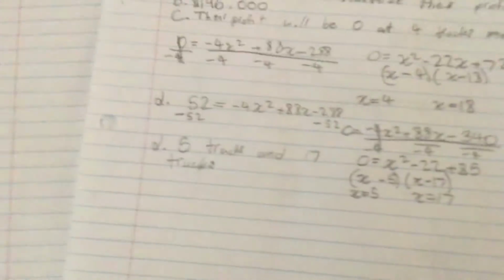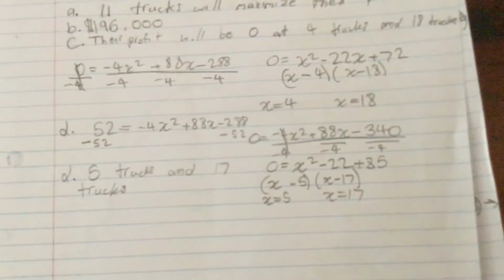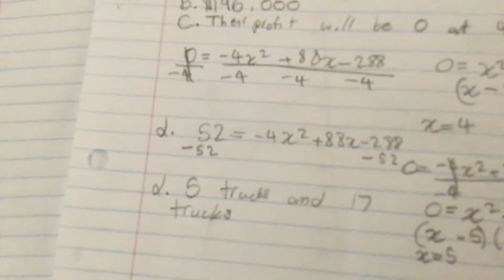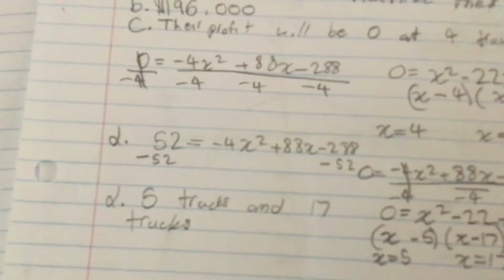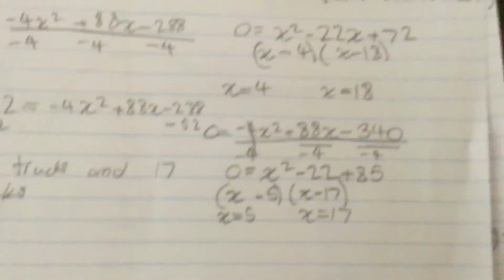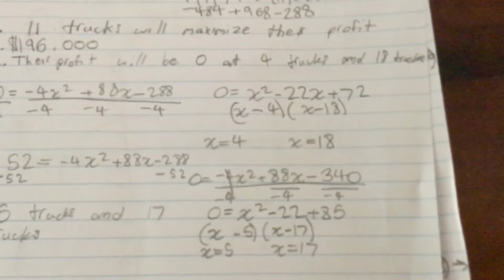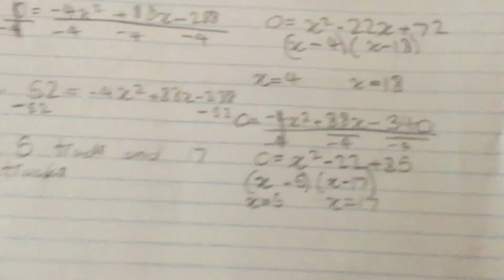For D, it was what is the number of trucks they should have to get to a profit of 52, which is also 52,000, and there could be 2 answers here as well, so it was pretty similar to C, where I just made the equation equal to 52 this time, but here I subtracted 52 from both sides to get negative 4x squared plus 88x minus 340. And from here, since everything was divisible by negative 4 again, I divided the whole thing by negative 4, and it canceled out on the other side, keeping it at 0.